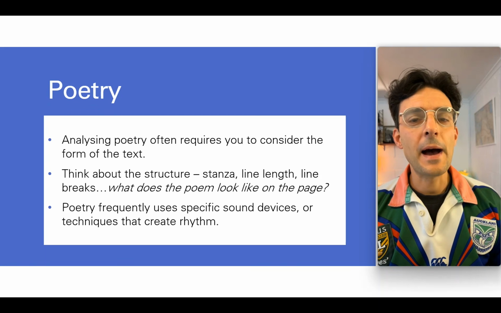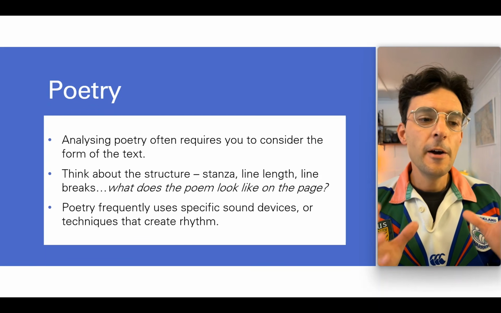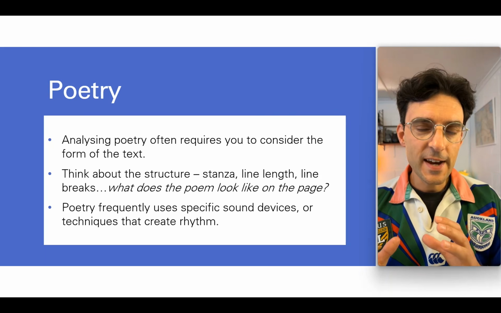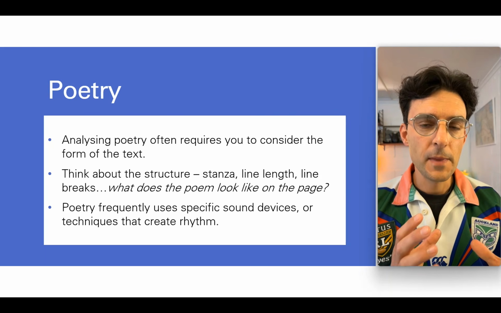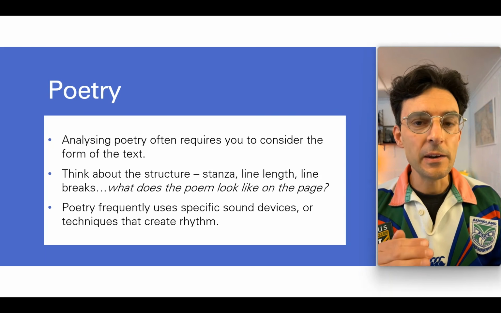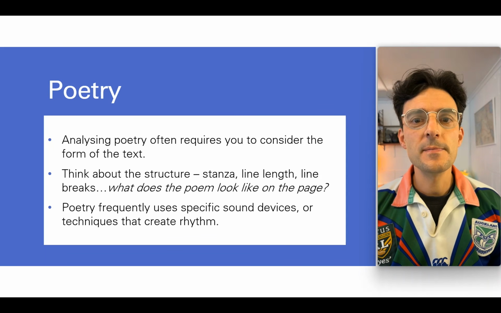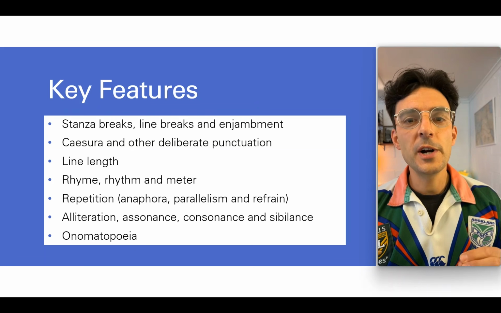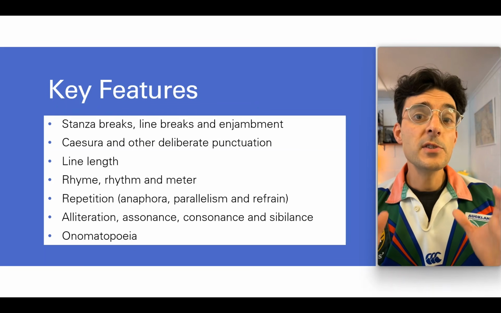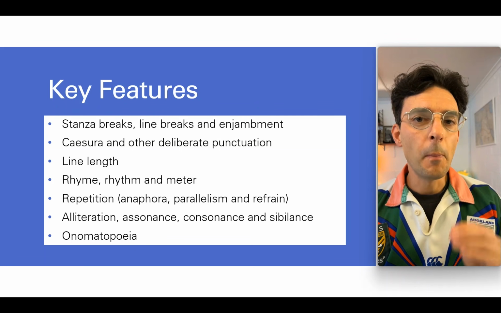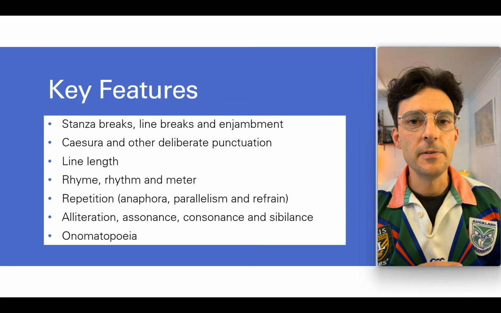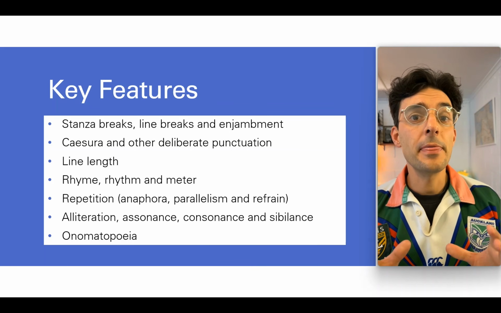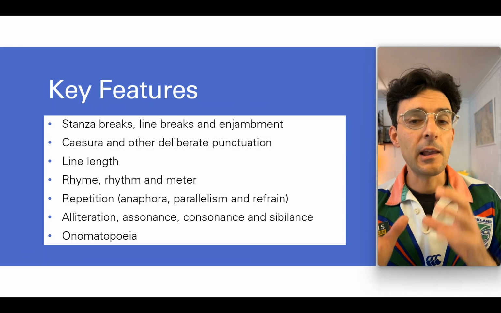The other thing to think about is the fact that poetry frequently uses specific sound devices or techniques that create rhythm. So that is another important thing when you're looking at a poetic text. Let's talk about some of the key features of poetry, in other words, the kinds of language features you might expect to find in these texts. As I've already touched on, you might want to think about things like stanza breaks and line breaks.